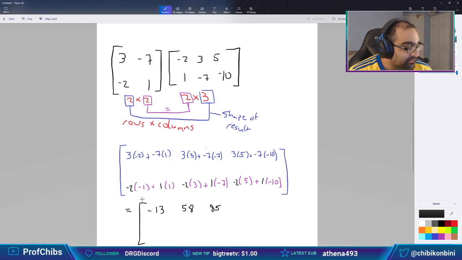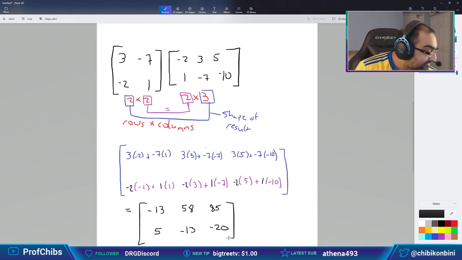-2 times -2 is 4. 4 plus 1 is 5. -2 times 3 is -6. -6 plus -7 is -13. We have -2 times 5, which is -10. Minus another 10 is -20. Okay. And that's our final answer for that particular problem. There you go.